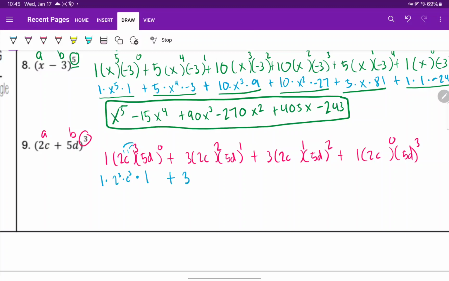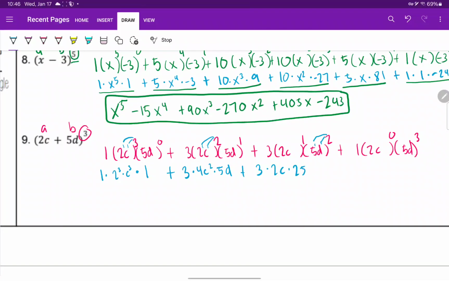plus 3, and again here, now I'm just going to square it, right? We're doing each one squared, so 2 squared is 4, and then 1 times 2 is 2, so that's C squared. And then 5D to the first power is 5D. Plus 3. Now, 2C to the first power is just 2C. That will not change. But this one's different. We square each one. So 2 times 1 is 2, and 5 squared is 25. And then 1 times 2 is 2, and that's going to leave me with D squared.